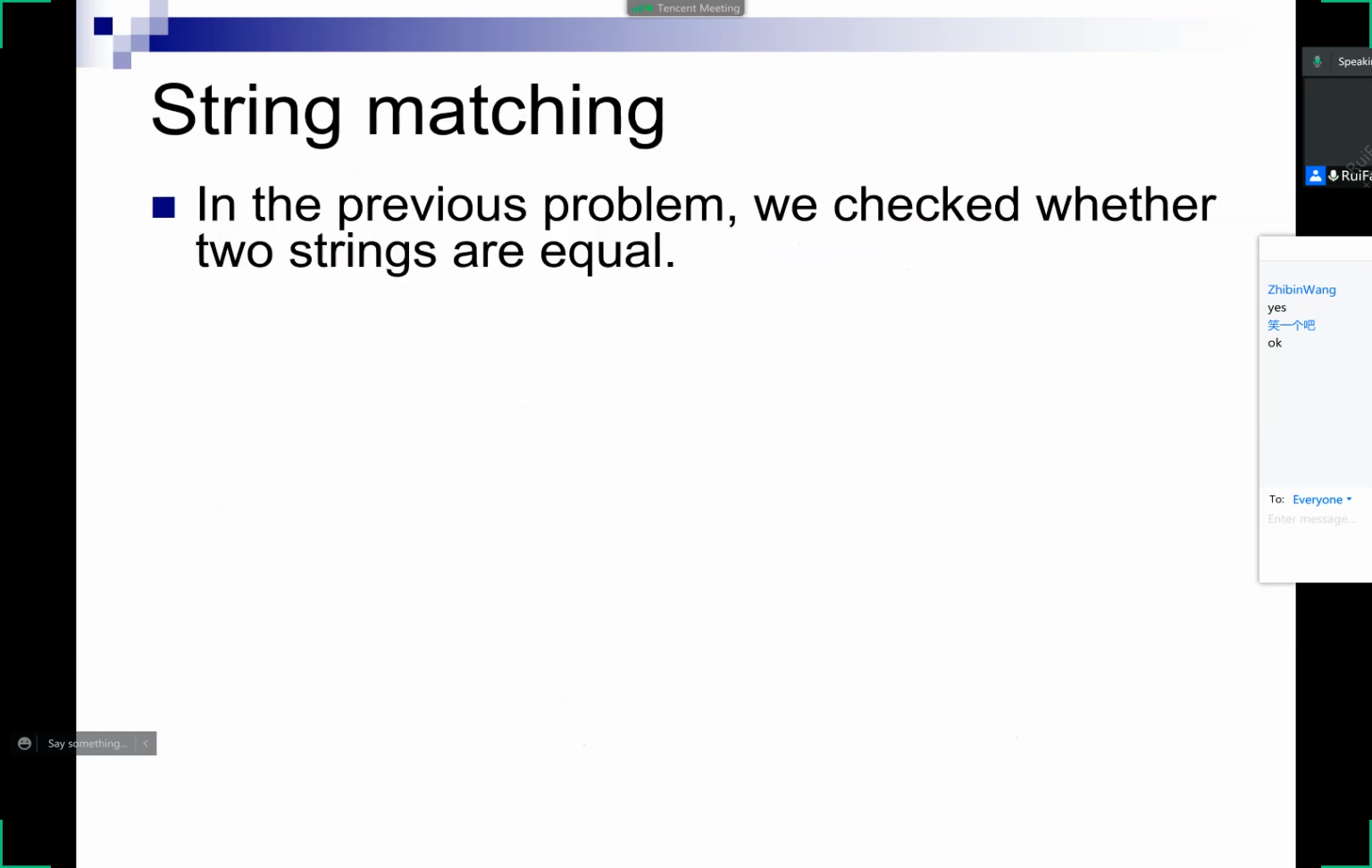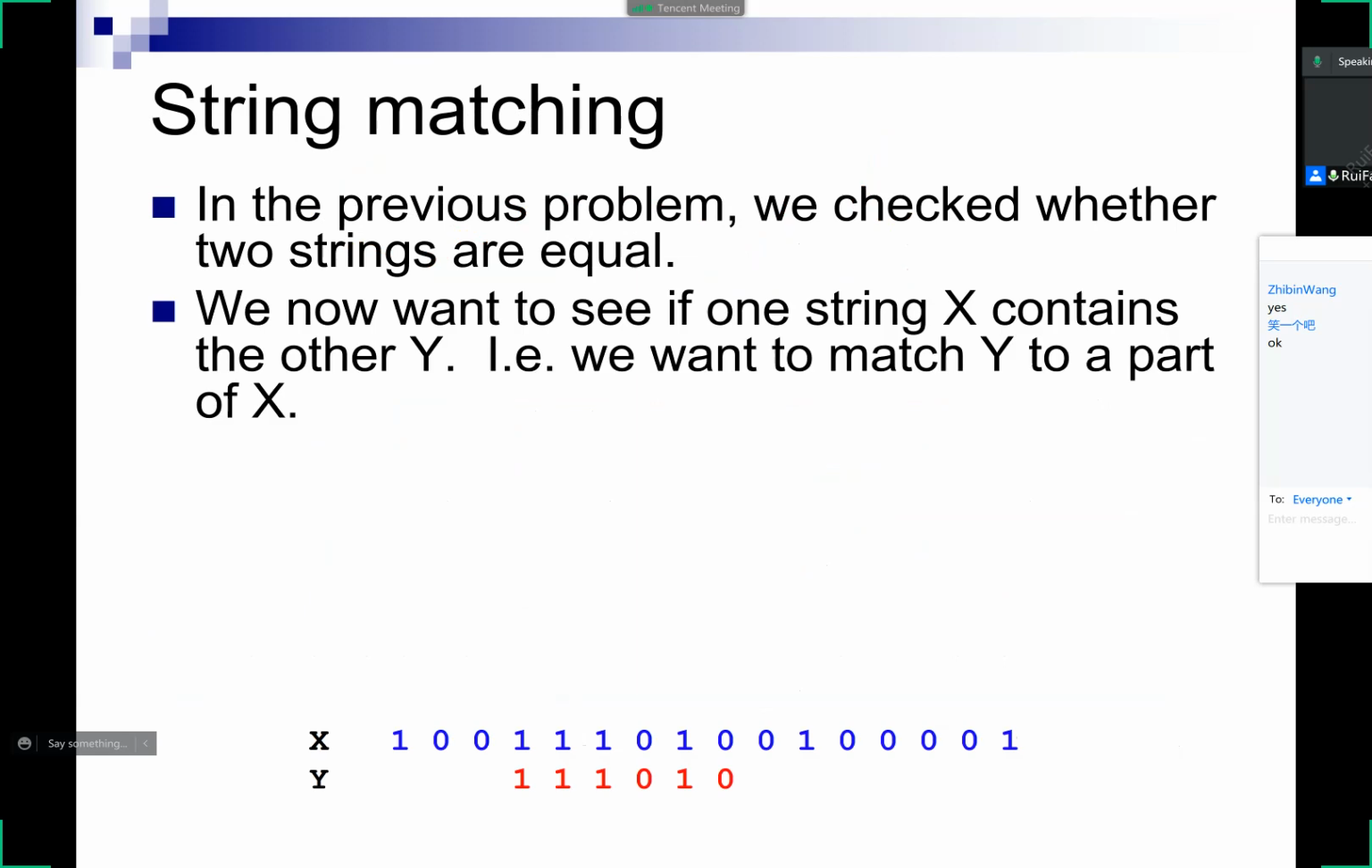So that is about string equality. Next we're going to look at another string problem, and this is about string matching. For string matching, again you have two strings, x and y, but now you're not checking whether x equals y. Let's say that x is a longer string. You're checking whether y is contained in x.